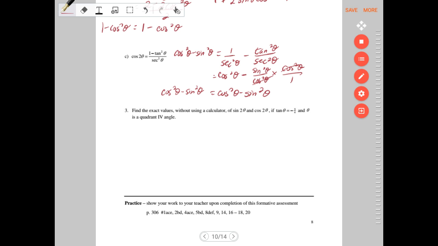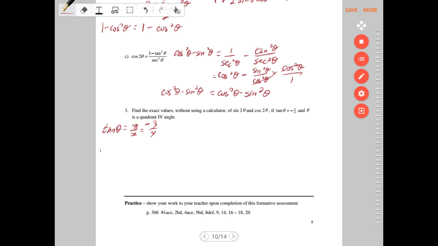Okay, last example, and then you're free to try some of these on your own. Find the exact values without using a calculator of sine 2 theta and cos 2 theta if tan theta is equal to negative 3/4 and theta is a quadrant 4 angle. What that tells us then is in quadrant 4, x is positive and y is negative. So we can use that information to help us figure out sine and cosine. Okay, so tan theta is equal to y over x is equal to negative 3 over 4. And again, we know that y is negative in quadrant 4.